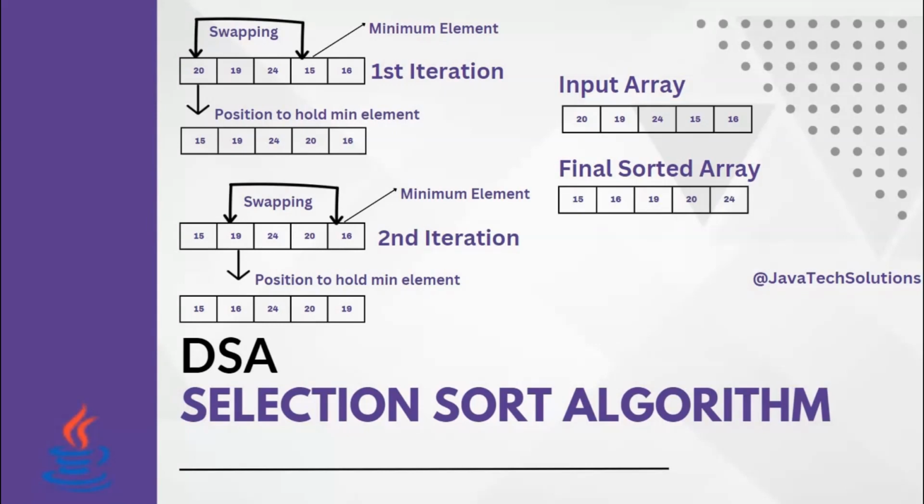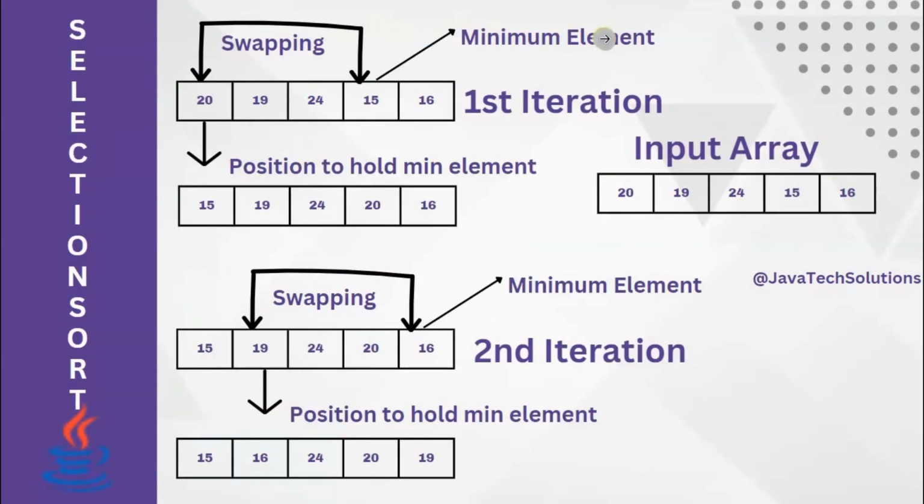If we talk about the steps, we need to follow some steps. For example, take this array: 20, 19, 24, 15 and 16. As you can see, this is not a sorted list, so we need to sort it in ascending order. First of all, we find the first position, which holds the minimum element. Currently it is not the minimum element. Then we need to find the minimum element from this array. As you can see, 15 is the minimum element.